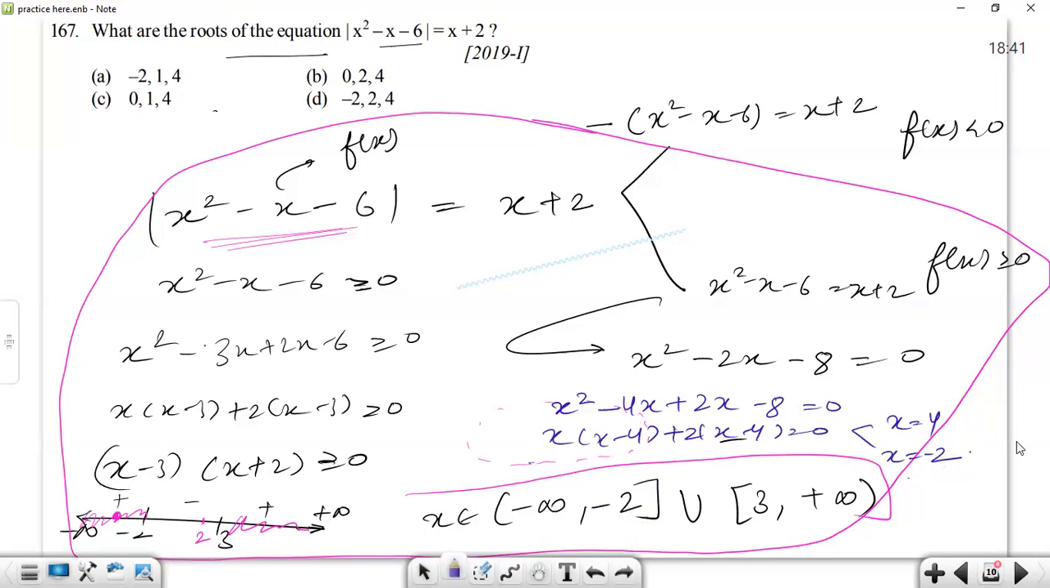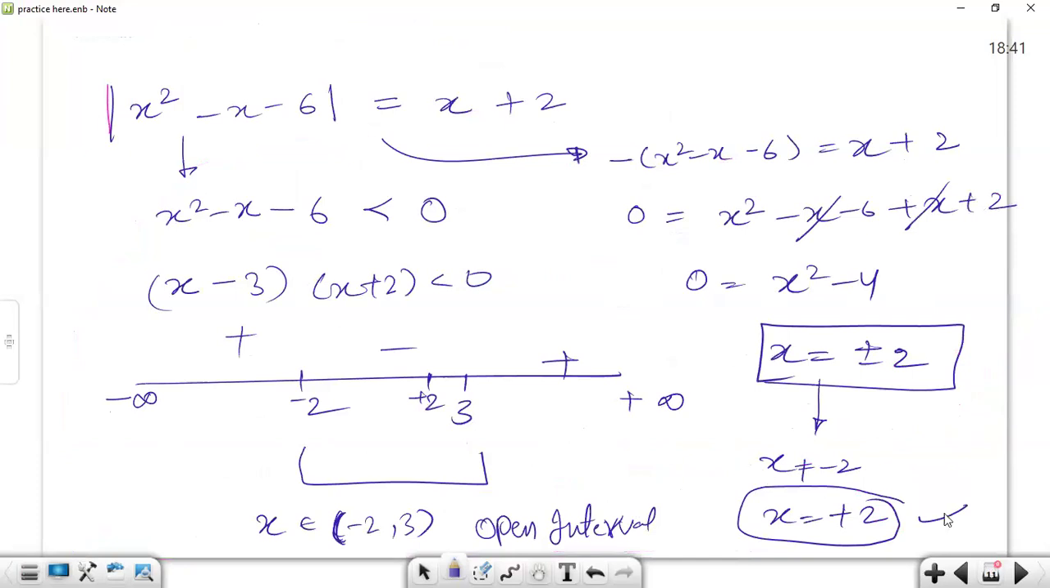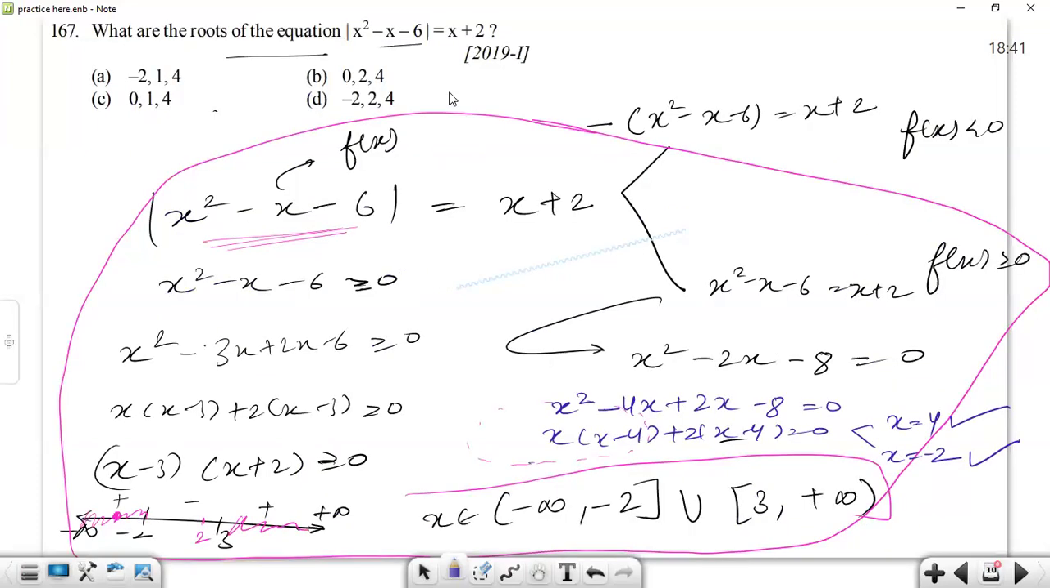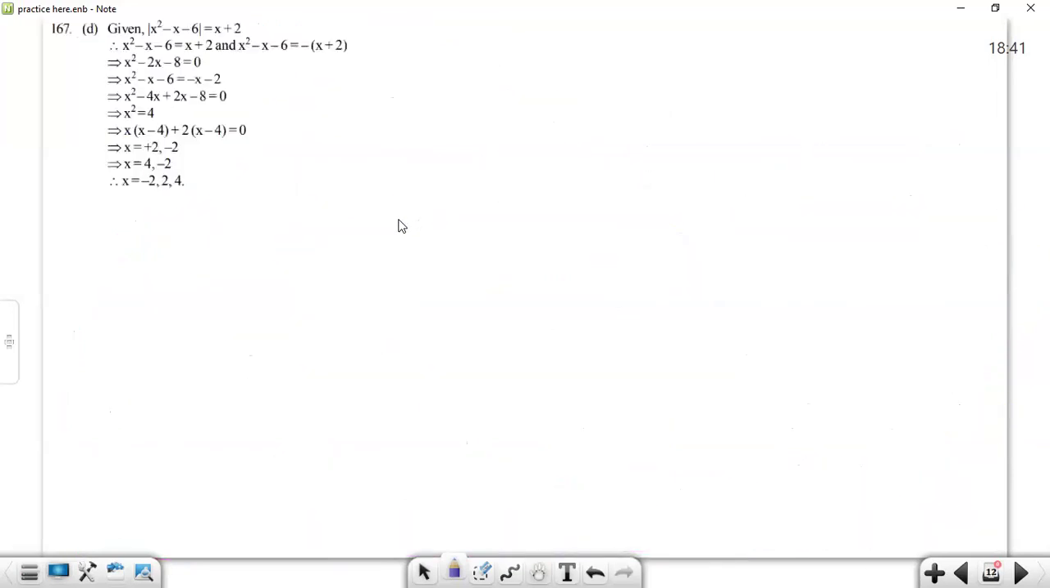So x equals minus 2 is a value we are looking for, and 4 is also a value we are looking for. And we found earlier that x equals 2 is also a root of this equation. So option D should be our answer. And yes, it is the case.